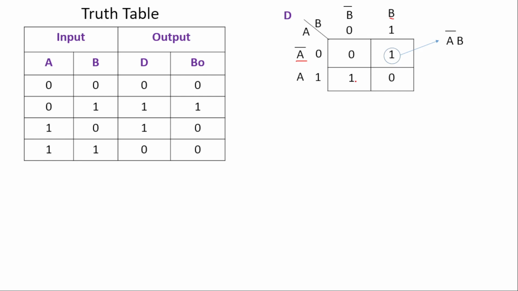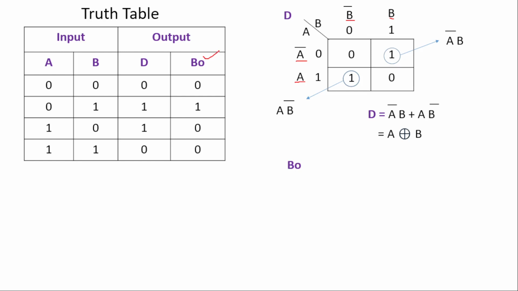The second independent one is here. Encircle it. Look at the left hand side, it corresponds to A. Look at the top, it corresponds to B bar. So A into B bar is the second product term. So the difference is going to be A bar B plus A B bar, which is nothing but A XOR B. Now let us move to the second output, which is borrow out, that is BO.